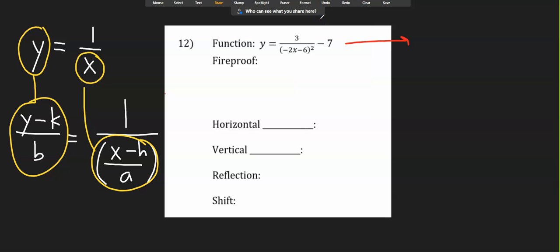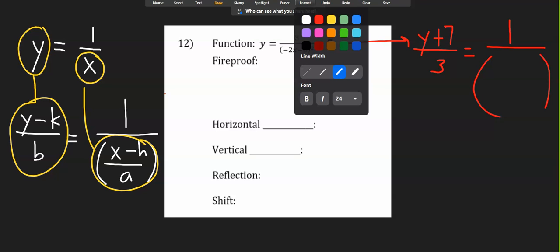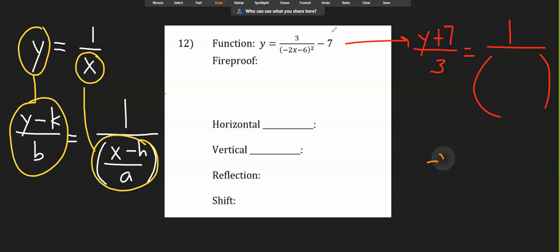Like for instance, the easy part is to add the 7 and divide by 3. Okay, that's the easy part. The question is, what's going on down there? And this is where I have tried to instruct you to take the negative 2x minus 6 over 1, and then start thinking about how you would multiply by something, in this case, negative 1/2.